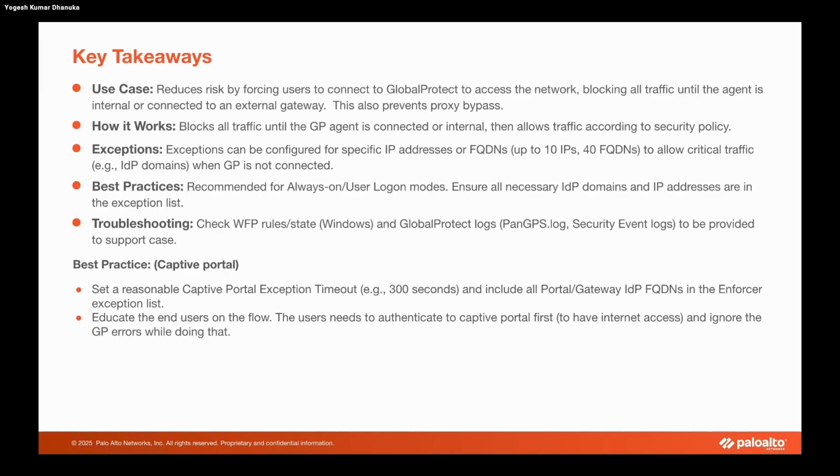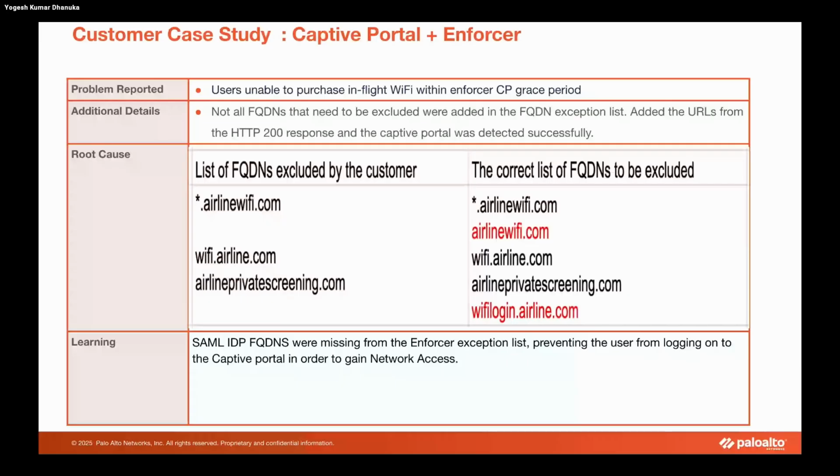We'll quickly see some use cases for captive portal and enforcer. This is an example where a user is traveling on an airline, and in flight they have GP with enforcer on. They're not able to make any purchase in flight because the Wi-Fi is connecting, but they're not able to do the captive portal authentication.